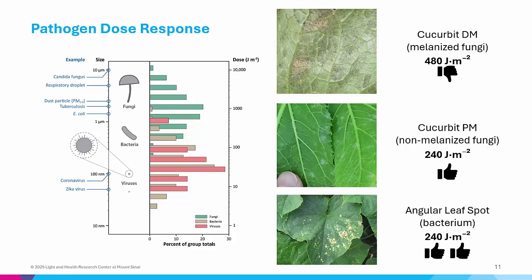With powdery mildew and yellow summer squash, UVC was very effective at half that dose, 240 joules per square meter. Powdery mildew is a non-melanized type fungus. And then fighting the bacterium that causes angular leaf spot in yellow squash, we used a dose of 240 joules per square meter, and that was very effective.